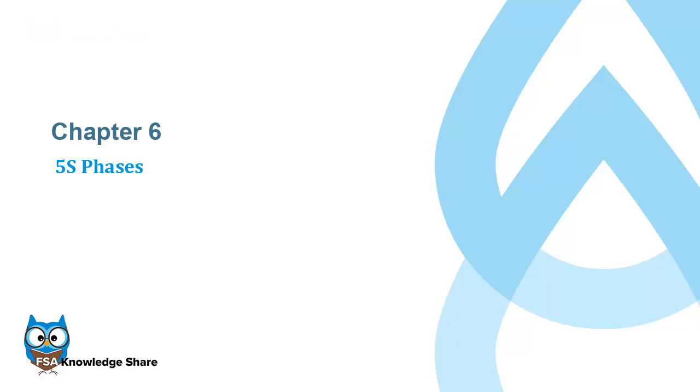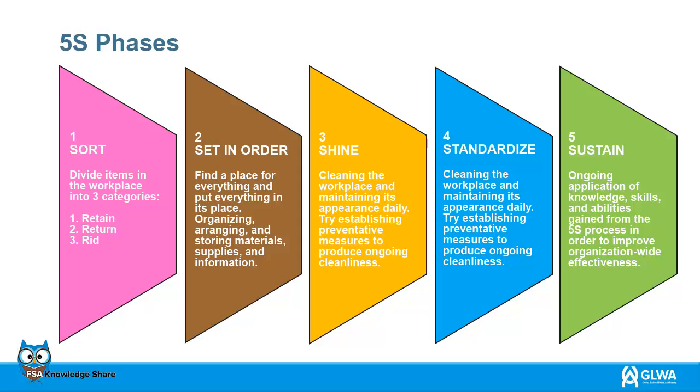Chapter 6. 5S Phases. The 5 phases in a 5S project are as follows: sort, set in order, shine, standardize, and sustain. This chapter shows each of these phases in detail. The sort phase consists of sorting through all of your items and dividing them into 3 categories. Items you want to keep, items you can store elsewhere, or give to someone else, and items you can throw away. The set in order phase is a way to categorize and organize the stuff you want to keep.